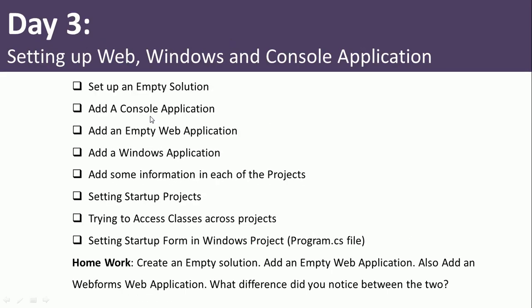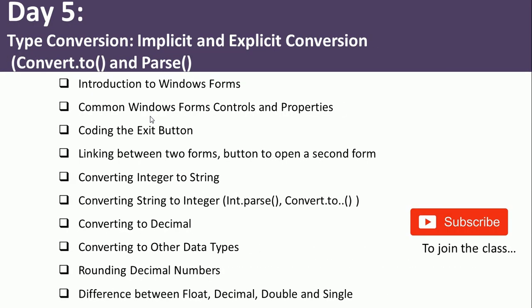Hello, my name is Kainton the Genius, and today we are going to be considering day 5 of the ASP.NET C# programming in 24 days. Today's class will be type conversion, implicit and explicit conversion, and we're also going to be looking at Windows Forms. This class is going to be very interesting.